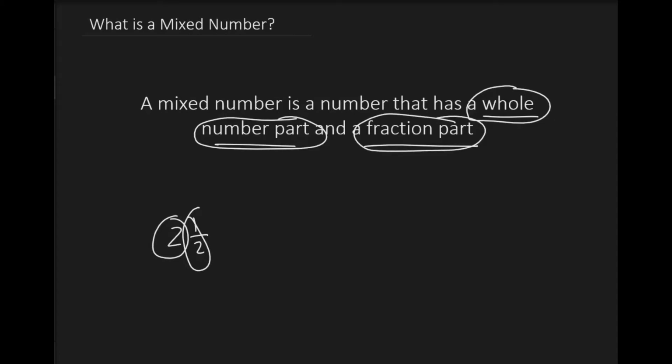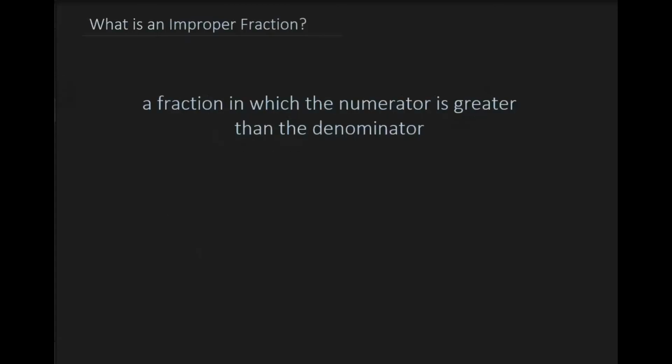So now, what is an improper fraction? An improper fraction is a fraction in which the numerator is greater than the denominator. So 7/5 could be an example, because the numerator, 7, is greater than the denominator, 5.